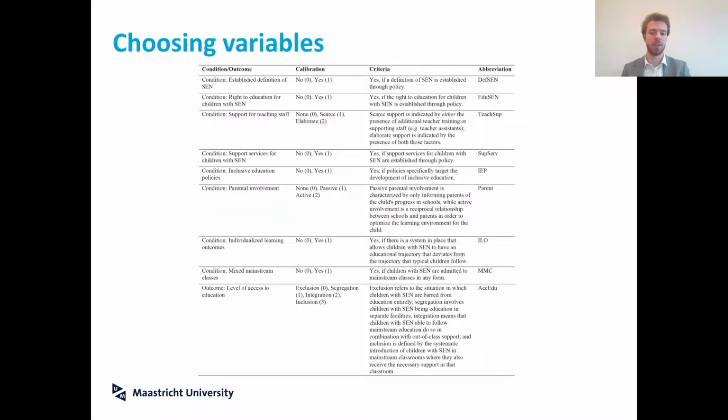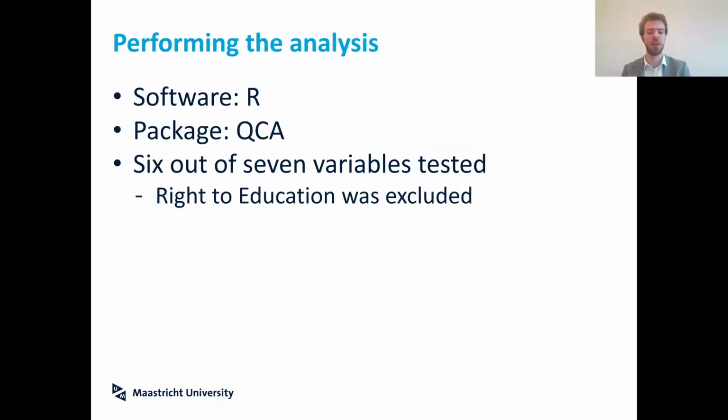The right to education, as you can see as the second condition here, was excluded because if you look at the criteria, it was considered yes if the right to education for children with SEN is established through policy, and this was the case for every member state included in the analysis. So the condition was rejected by the calibration. It did not pass the calibration, therefore it was not included in the analysis.